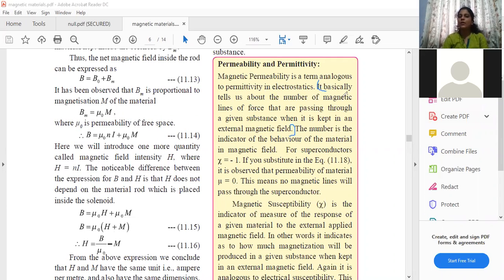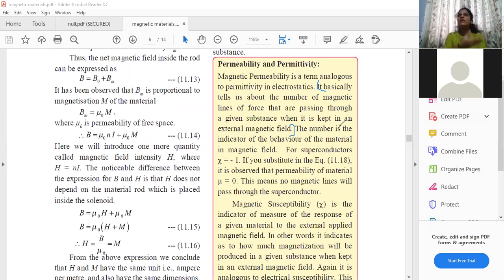Magnetic permeability basically tells us about the magnetic lines of force. I hope you all remember what magnetic lines of force are, discussed in the first session of this chapter. It is there in your 11th standard as well. It tells us about the number of magnetic lines of force that pass through a given substance when it is kept in an external magnetic field. Students, what is the relation between the magnetic lines of force and the strength of the magnetic field? The more magnetic lines of force, the more the strength.